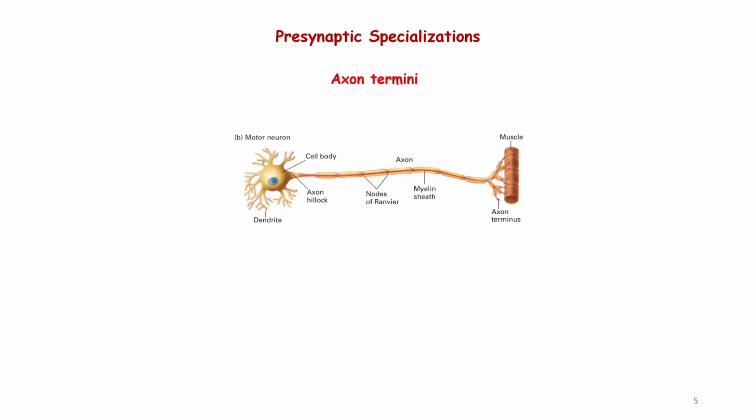Now let's talk about presynaptic specializations. One example is axon termini. Specifically in motor neurons, these motor neurons make synapses with muscle at axon termini. Another example of presynaptic specialization is axon. In the central nervous system, synapses occur frequently all along an axon. These synapses are called en passant synapses.